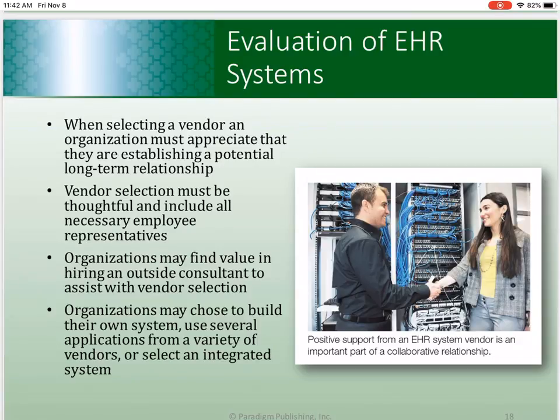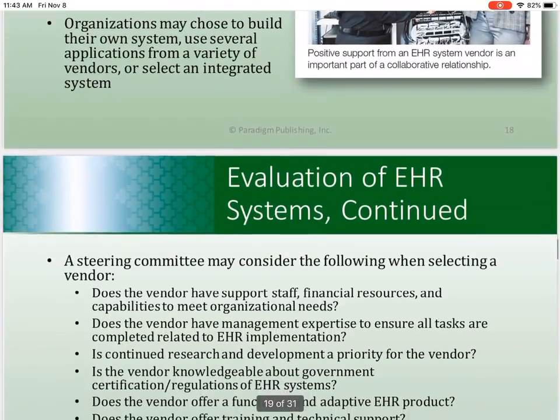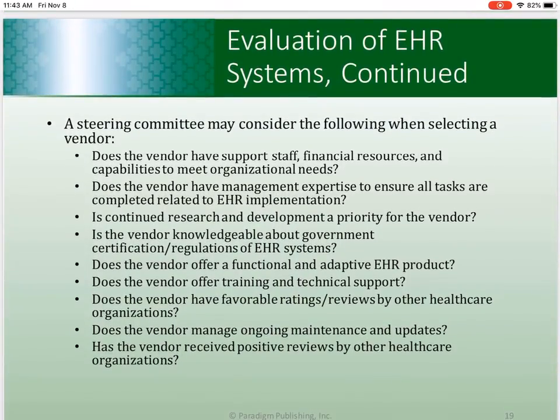Now, depending on size, some facilities may choose to hire consultants to assist with the vendor selection process. One helpful suggestion is to think of working with an EHR system vendor as a long-term relationship. The healthcare facility must be certain that it can work effectively with the selected vendor because both parties will be entering a closely collaborative relationship. To determine if the EHR vendor fits the needs of the facility, the steering committee should consider several of these questions. And you can see the questions on 362, and they're also on slide 19.